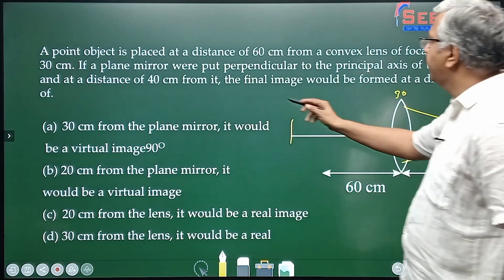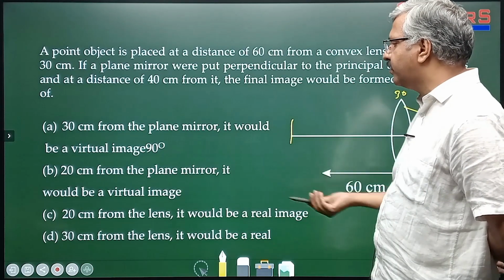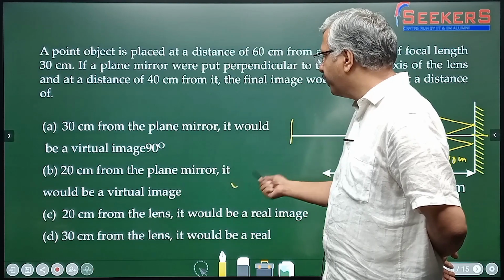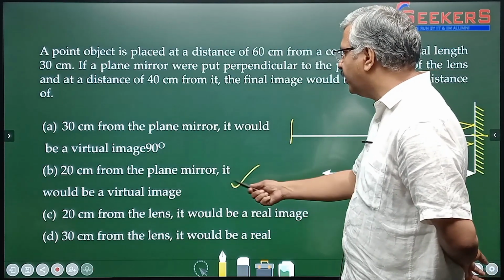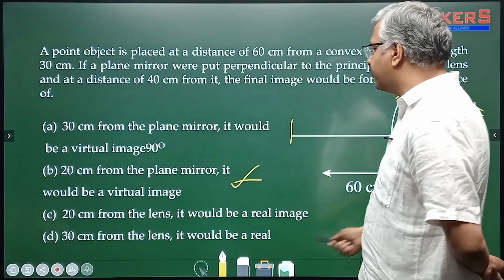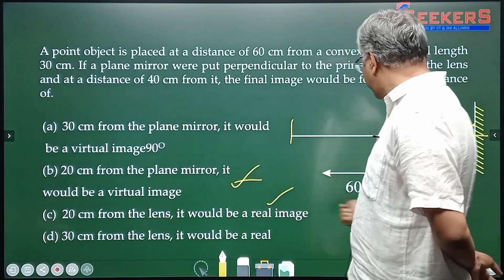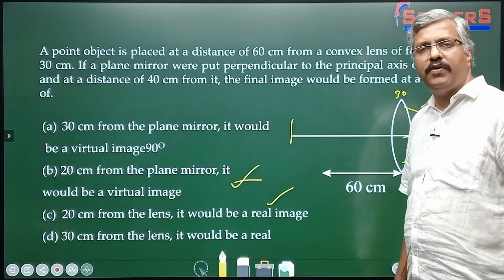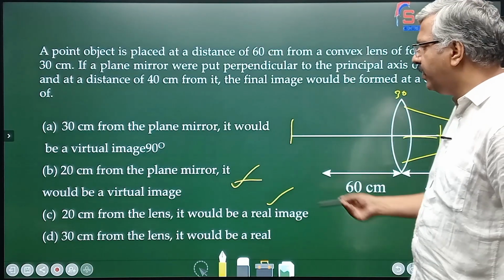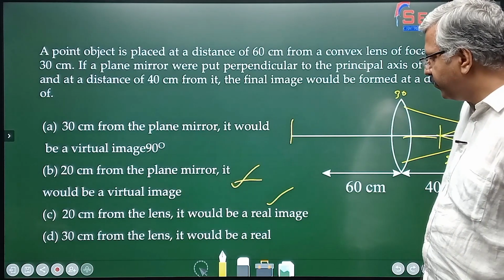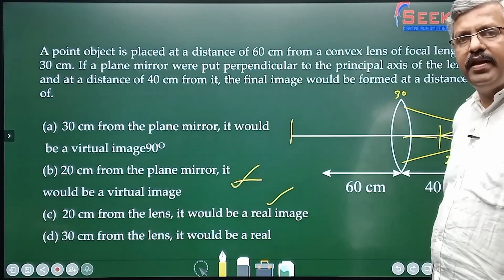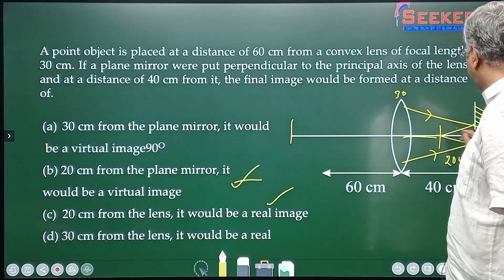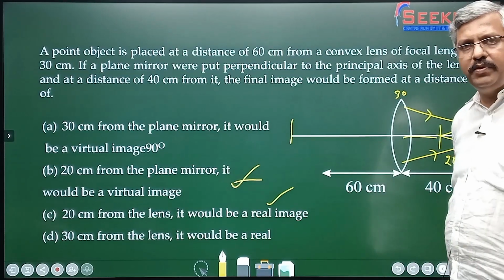So, என்ன கேட்டிருக்காங்க? The final image would be formed at a distance of, so 20 cm from the plane mirror, and it would be a virtual image. தப்பு, ஏன்னா real image form ஆகும். So, 20 cm from the lens, because this distance is 40, 20 cm from plane mirror is equal to 20 cm from lens. So, both are 20. So, option C will be the right one. 20 centimeters from the lens and it would be a real image. Real image na, the rays are really intersecting. So, the rays will be really intersecting. I hope I am able to explain to you.